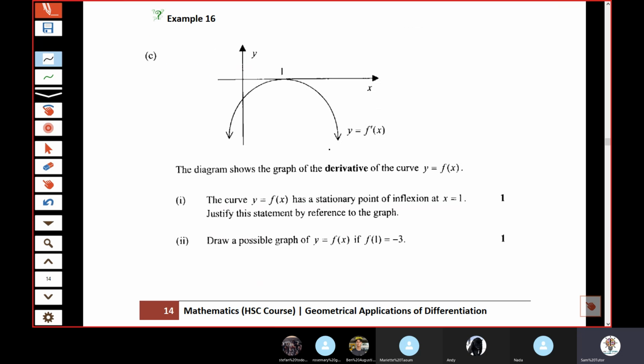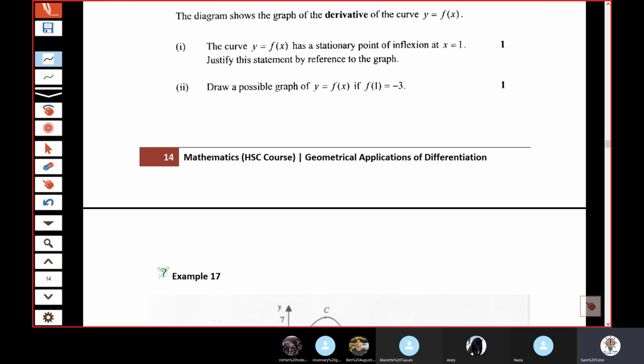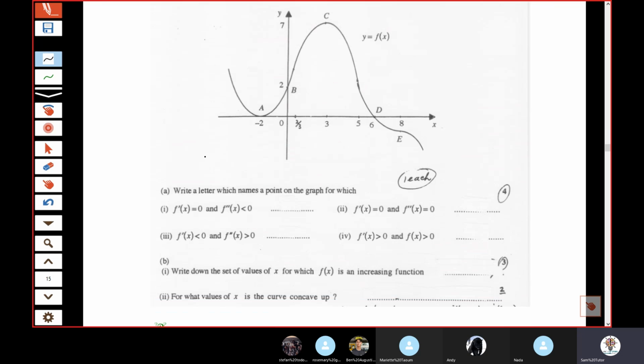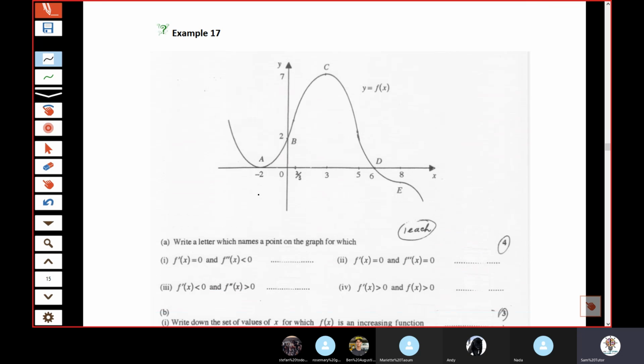I think this is the integral graph, so that is next week. That one's not for you. That's for me to do next week, October 22nd. Okay. That one you can do. Example 17.